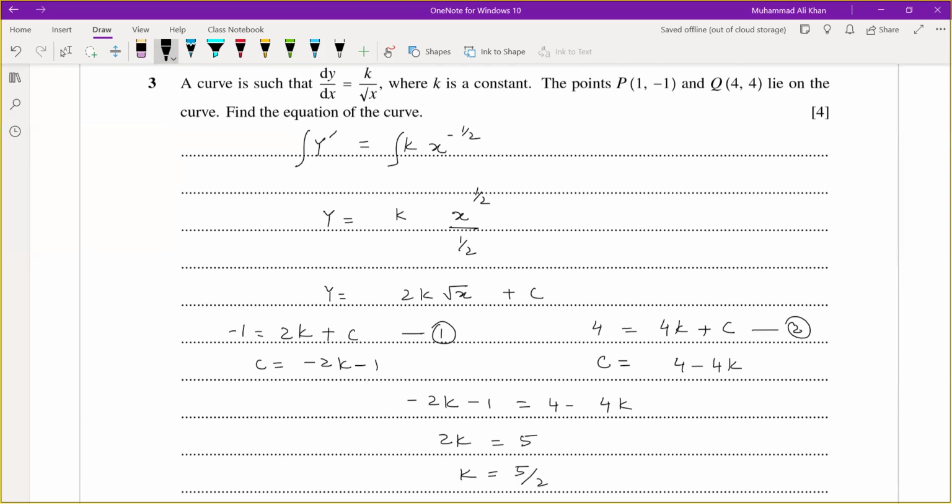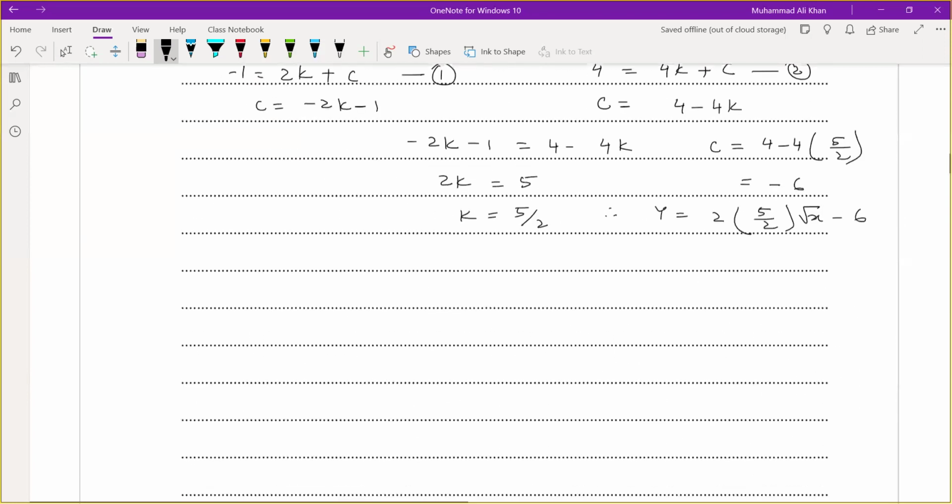k की वैल्यू आ गई 5 upon 2 की, तो c की वैल्यू कितनी आ जाएगी? c equals to 4 minus 4 times 5 upon 2. So it will be minus 6. Therefore, the equation of the curve is y equals to 2 times 5 upon 2 under root x minus 6. And the final answer will be y equals to 5 under root x minus 6, equation of the curve. Hopefully the question is clear.